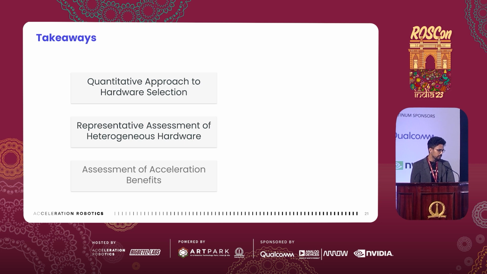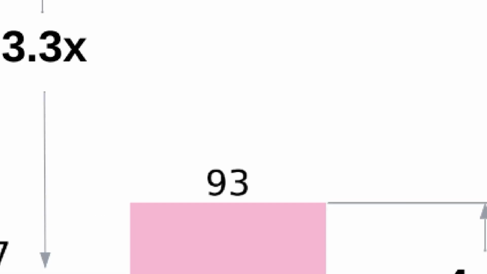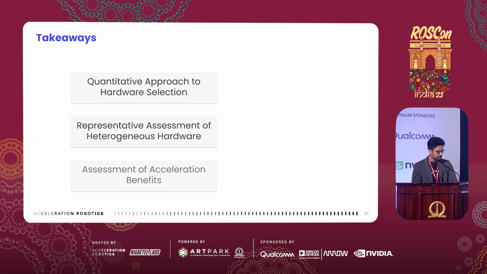Then, representative assessment of heterogeneous hardware. As I said, we want to add support for as many platforms as we can. That's why we've chosen ROS2, because you have to write the ROS2 API for certain accelerators that currently don't have it, and then you can push that into the ROS2 ecosystem for everyone to look at the results. And lastly, assessment of acceleration benefits themselves. Sure, you may have accelerator hardware available to you, and now you want to optimize it in a much better fashion. So how does that happen? A visual illustration of that is what we see over here.